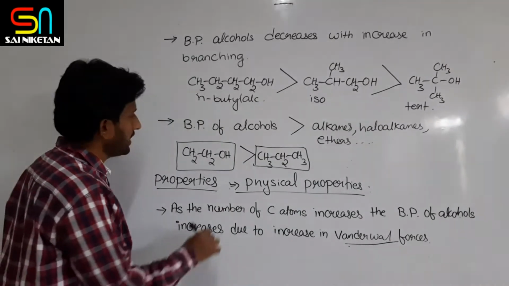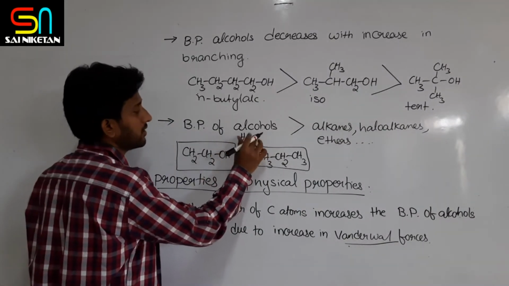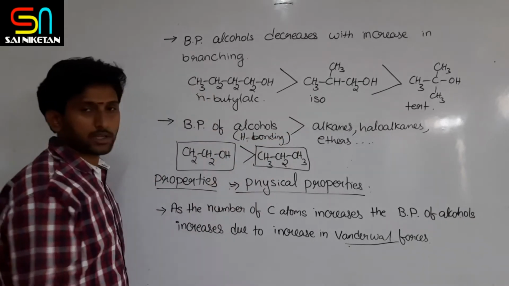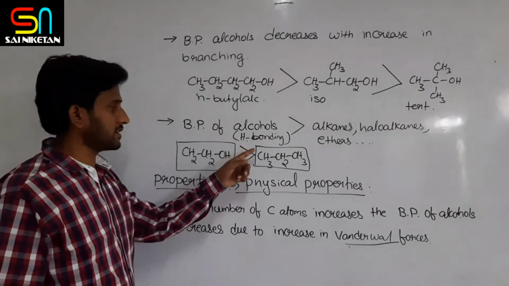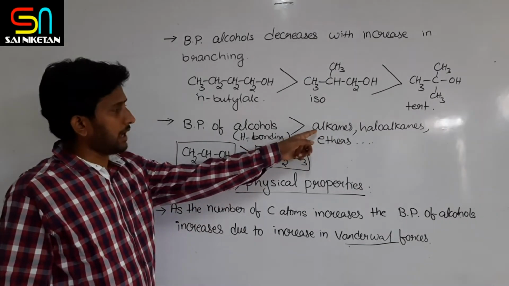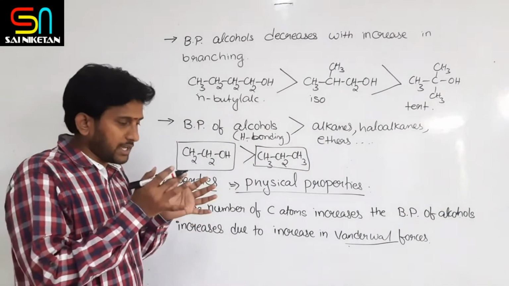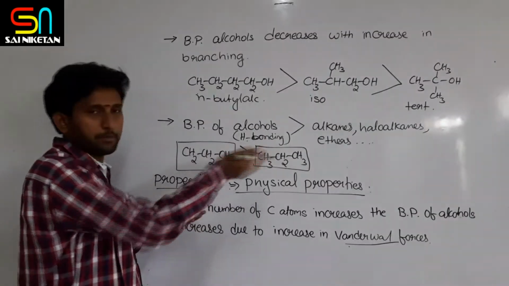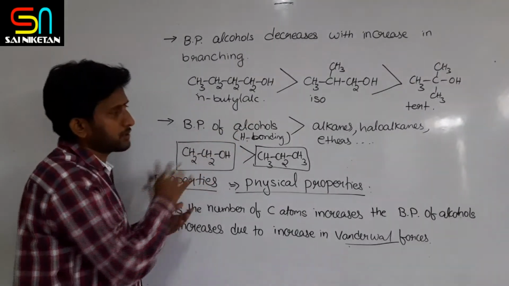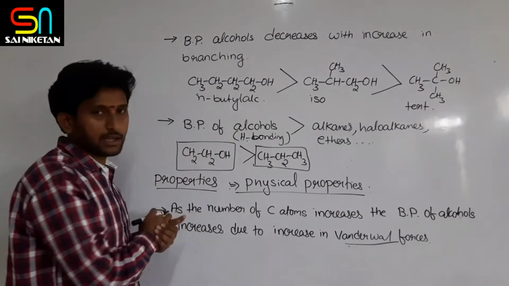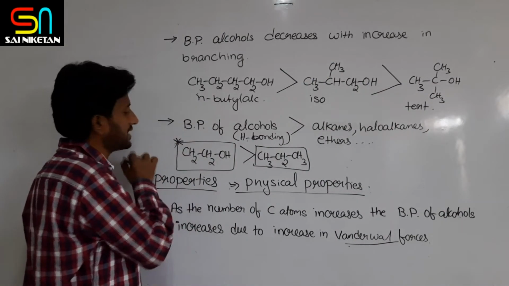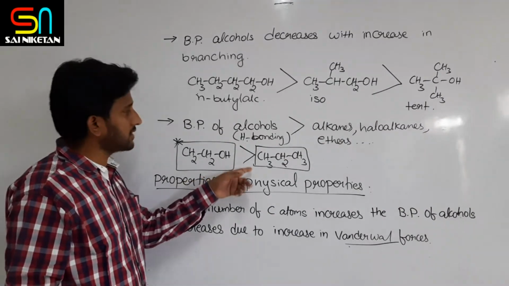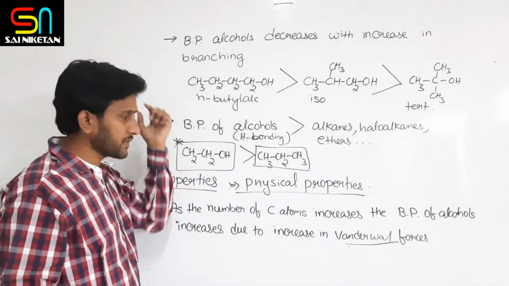Why? Because in alcohols intermolecular hydrogen bonding is present, compared to alkanes, ethers, etc. So if you take nearly same masses of a particular alcohol compared to the ether, or any hydrocarbon, or haloalkane or haloarene, basically of comparable masses, alcohols will have greater boiling point relative to their alkanes.